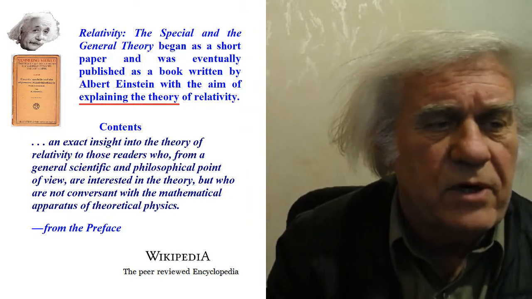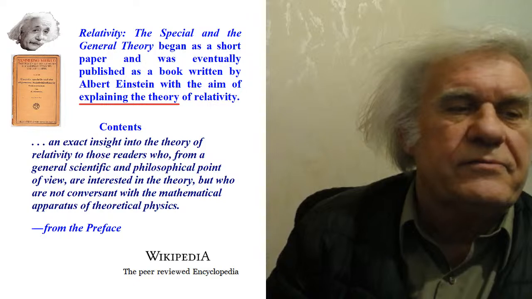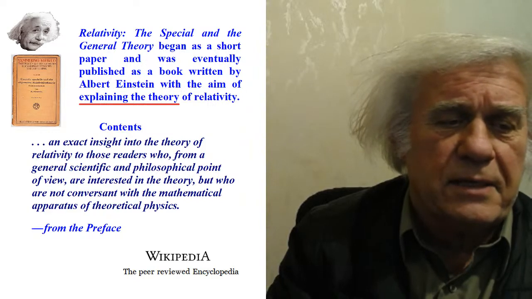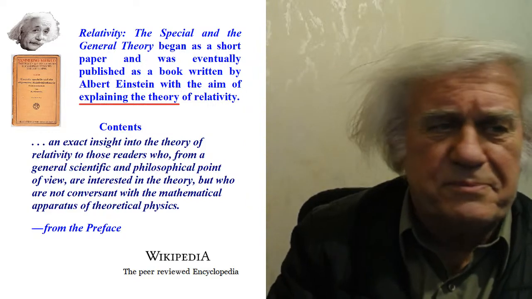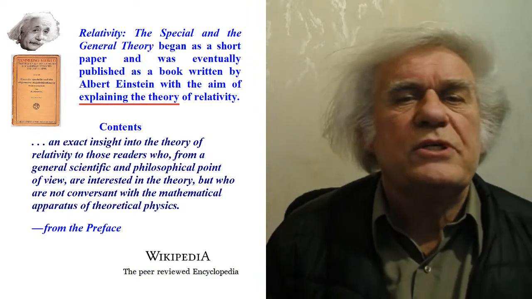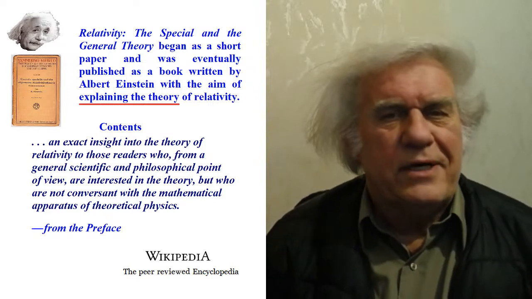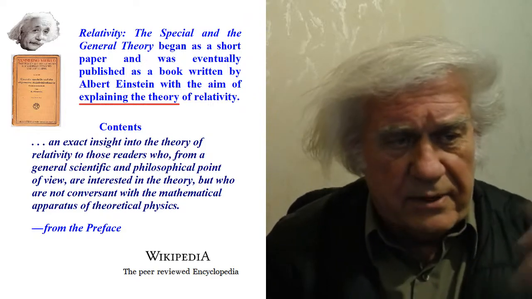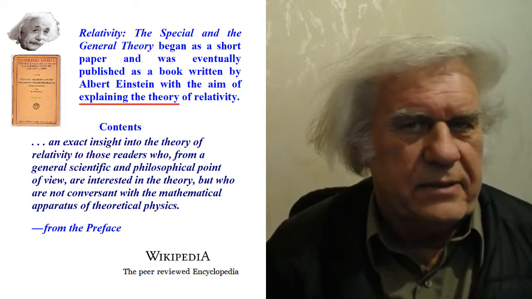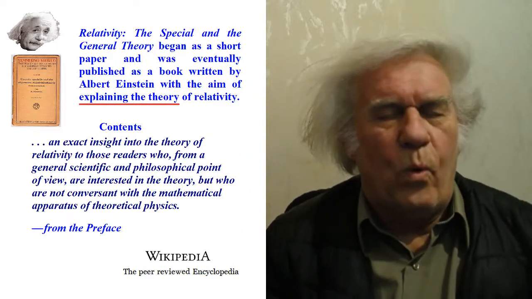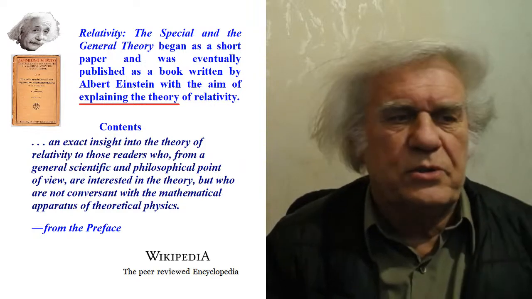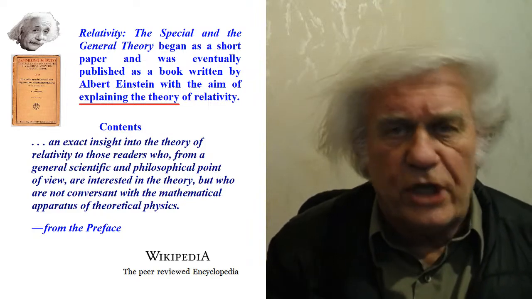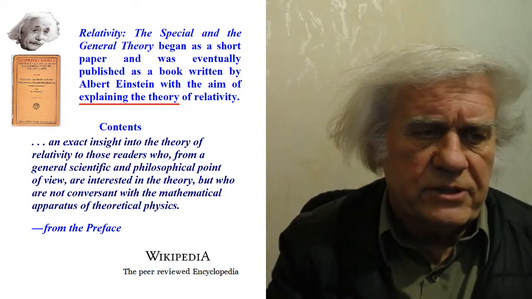The part on the bottom is what he wrote in his preface. He says, an exact insight into the theory of relativity to those readers who, from a general scientific and philosophical point of view. In other words, he's going to talk about what? Philosophy, or what people dismiss today as philosophy, giving you a physical interpretation why general relativity and special relativity, for that matter, were necessary, how he came up with all that. So he's going to talk about what Wikipedia says, explaining the theory, okay? Forget about the math. We don't care about the math. What the physical interpretations, what was going through his mind, okay? That's what he's going to talk about. And he does it for the average educated person, right? Layman. Okay, so that's how he starts.